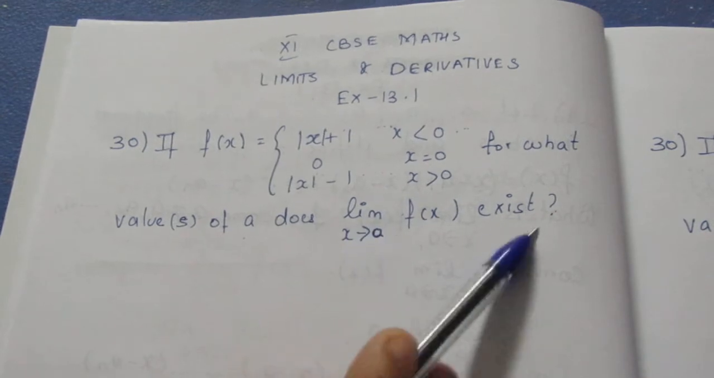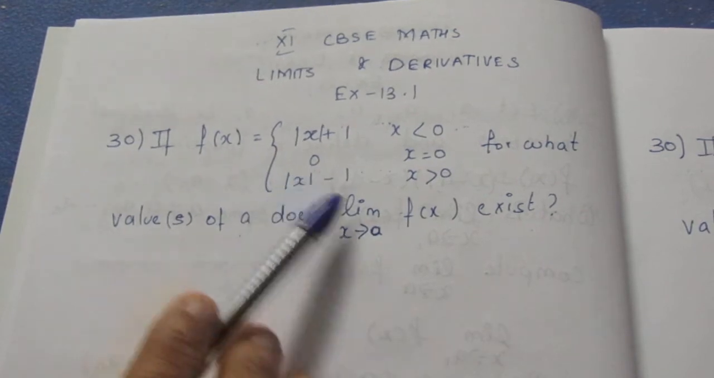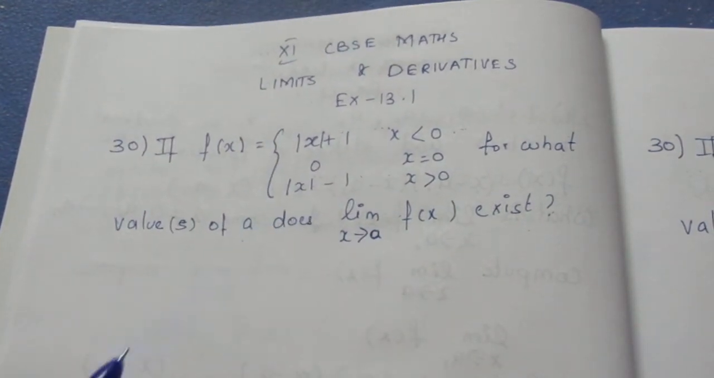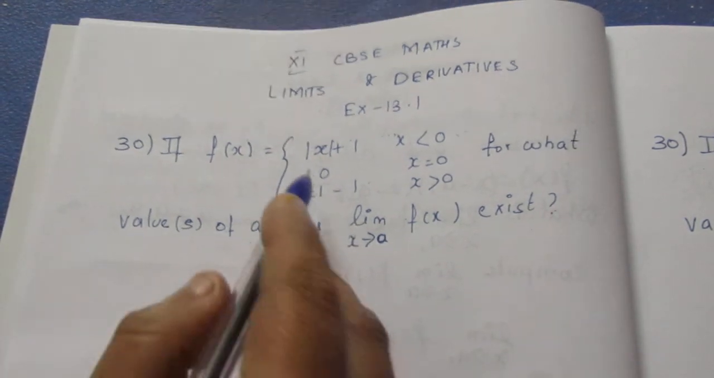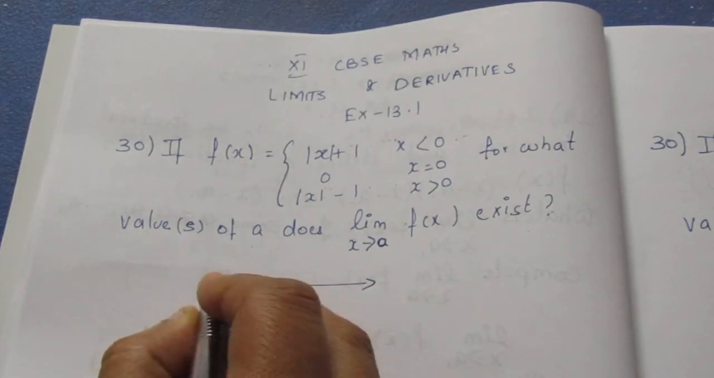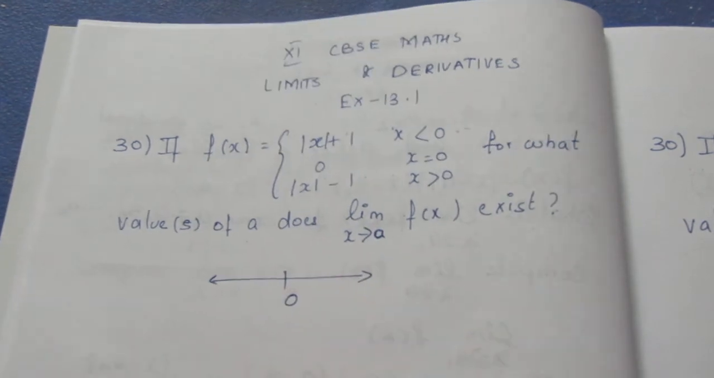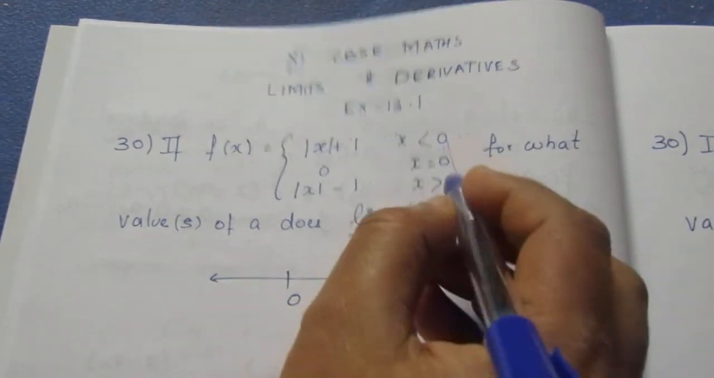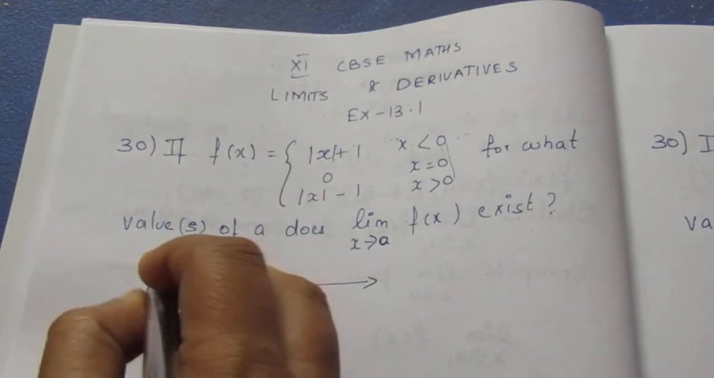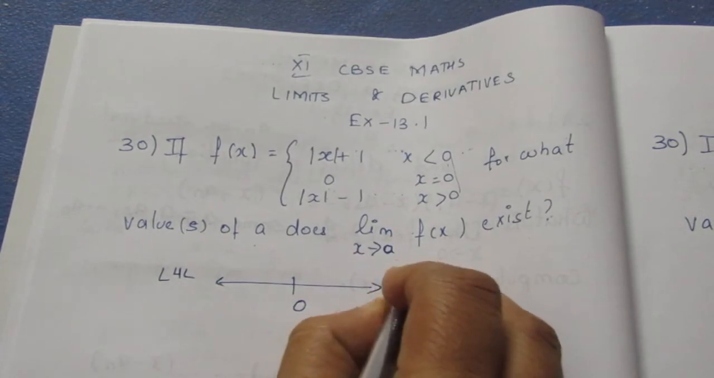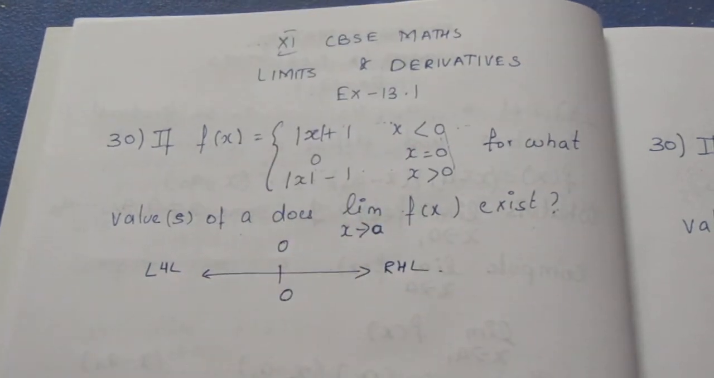So they are asking at what value of a does the limit x tends to a f of x exist, meaning the value when we substitute a into all the three, it should be equal. Now let us take a number line. I am taking the limit to be 0 because we know that here it is given as 0. So x is less than 0, x is equal to 0 and x is greater than 0. So this will be your left hand limit, and this is your right hand side, so right hand limit. We know that at 0 it is 0. So f of x is equal to 0 here.